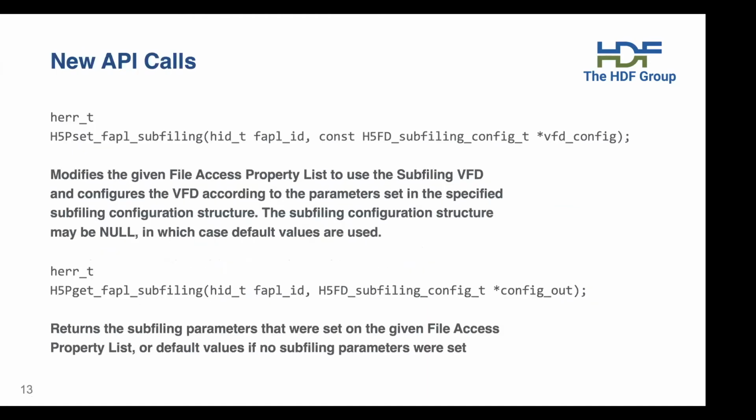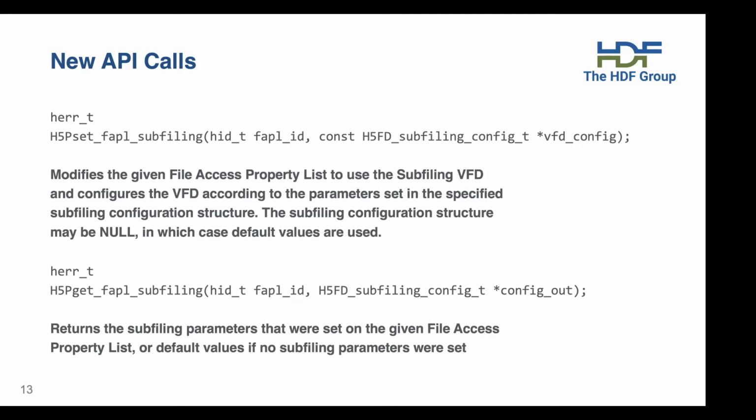So here's some of the new API calls that get added with the subfiling VFD. The first one, H5Pset_fapl_subfiling, just modifies the file access property list you give it to use the subfiling VFD. And then you pass in a subfiling_config_t structure, and that has all the subfiling parameters that you want to set up the VFD with. And you can also just pass in NULL, and we use default values in that case.